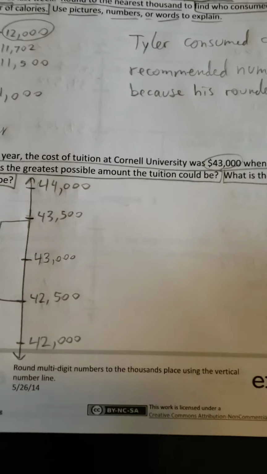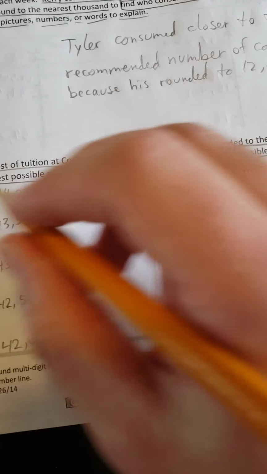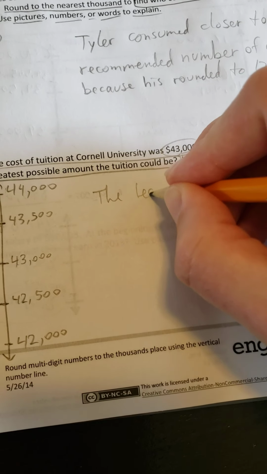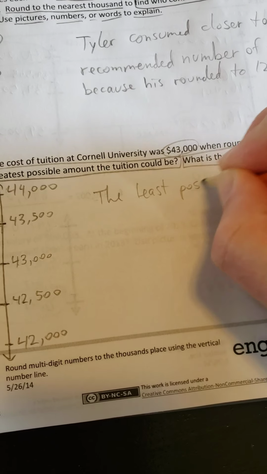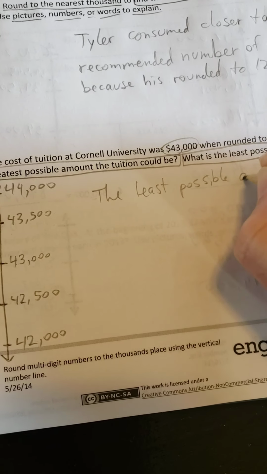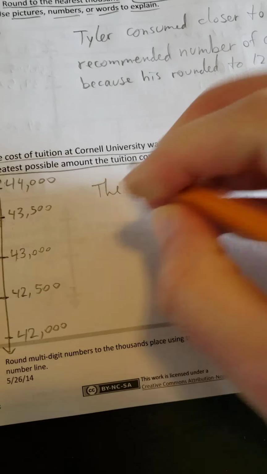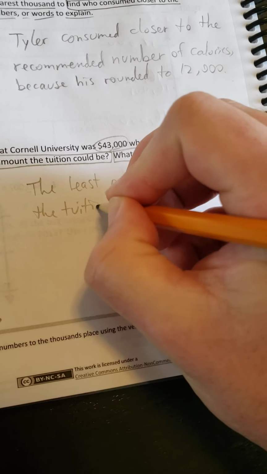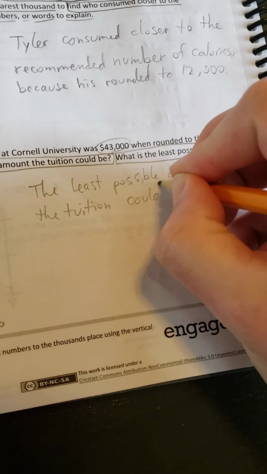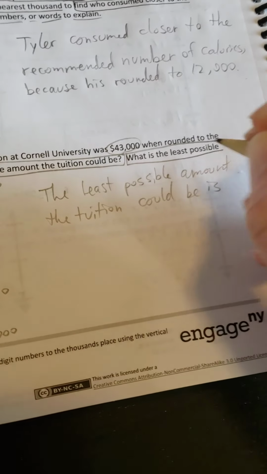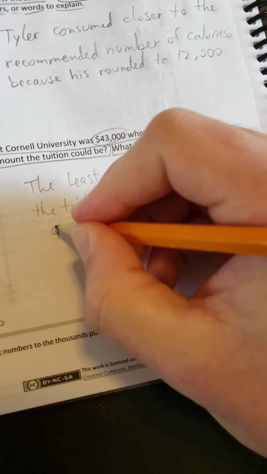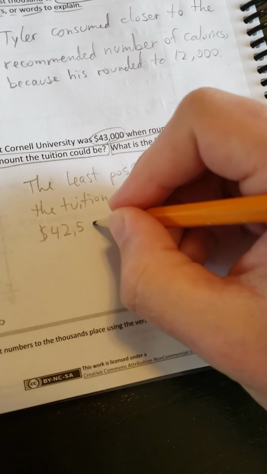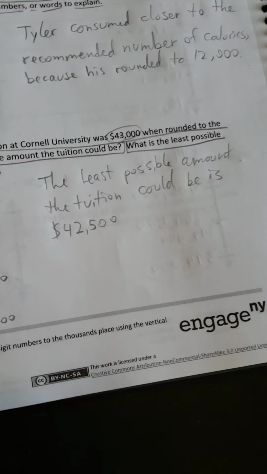So the lowest possible amount. Okay? So the least possible amount the tuition could be is, this is dollars, $42,500.